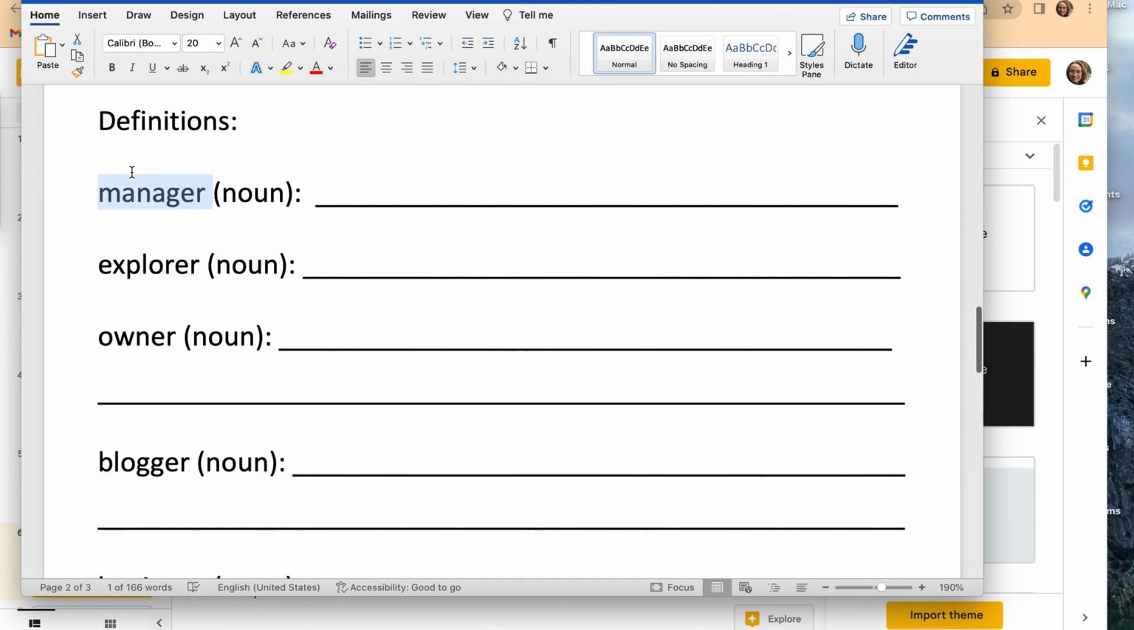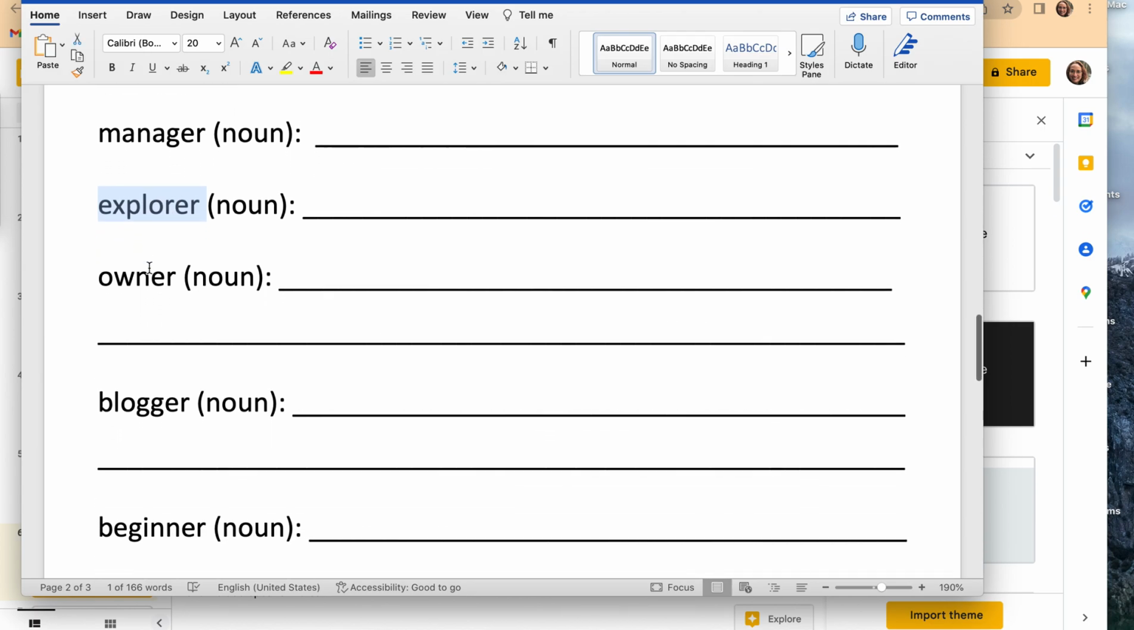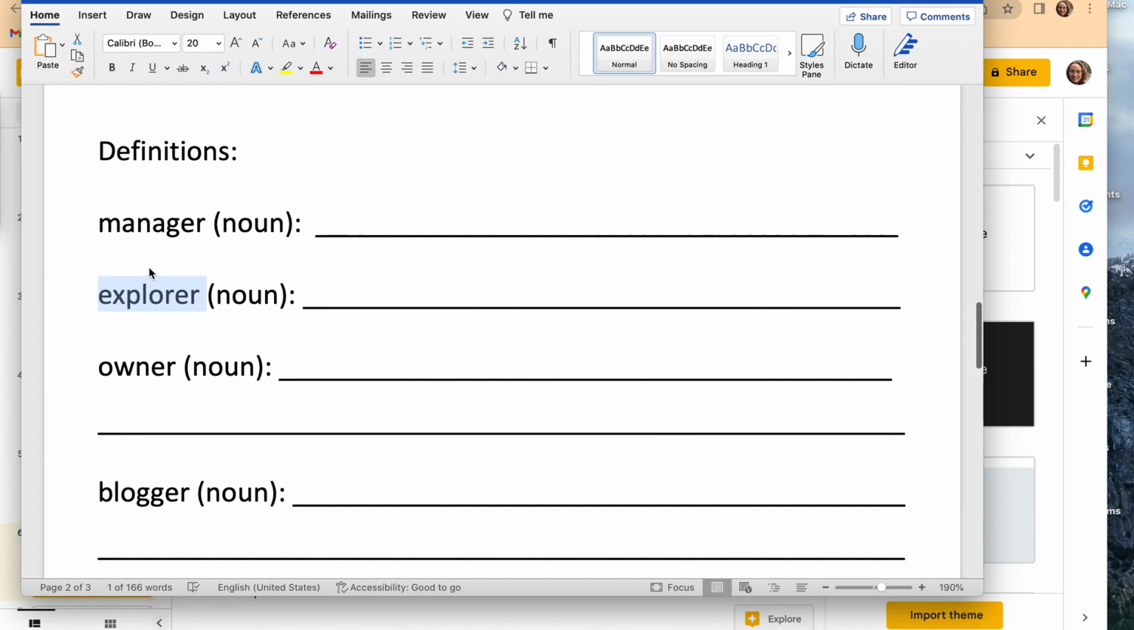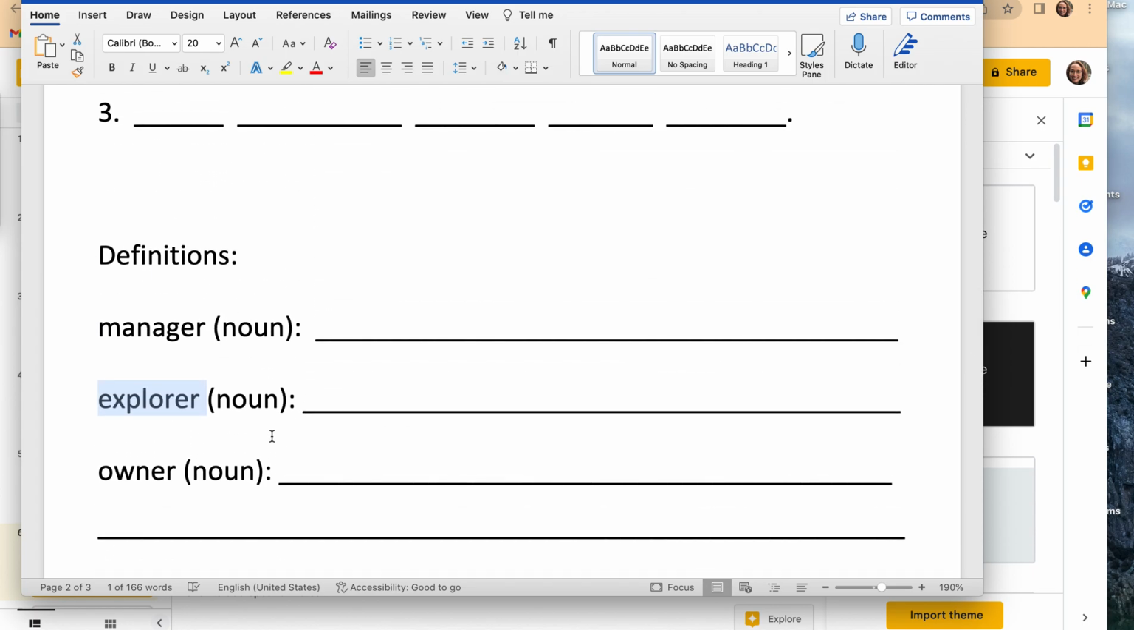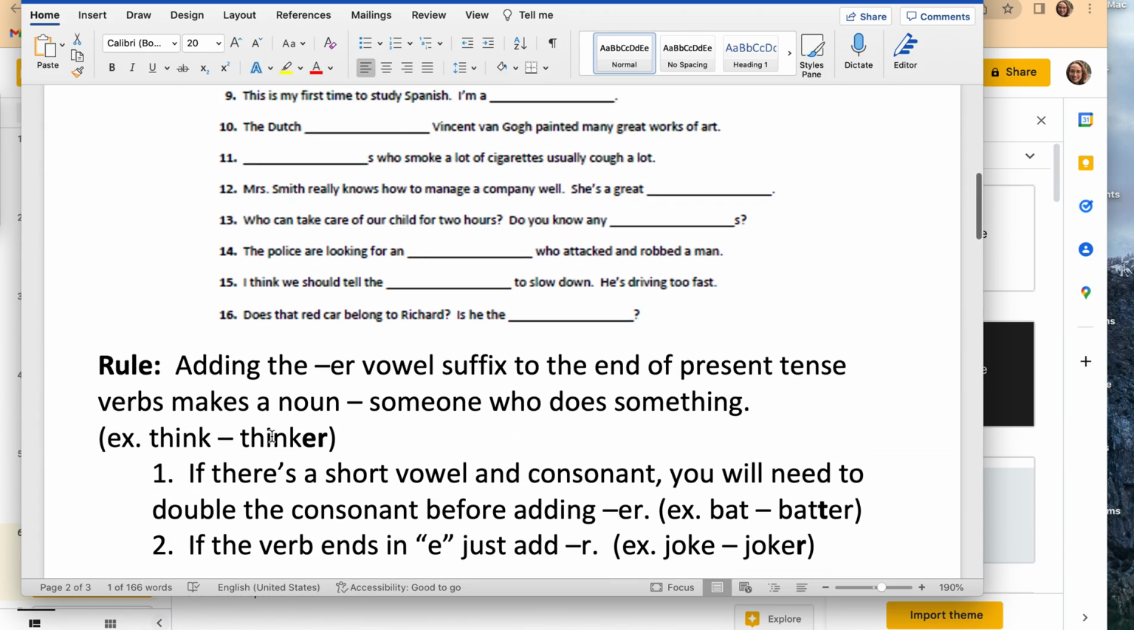And then they can create definitions for words that end in ER. So we know that a manager is someone who manages. An explorer is someone who explores. Okay, so they would create definitions of these words.